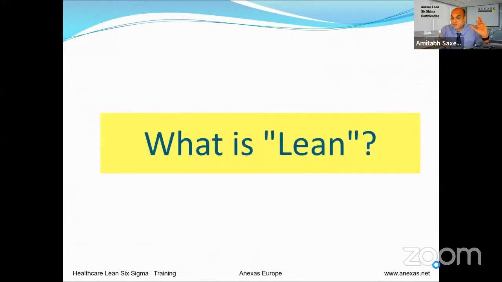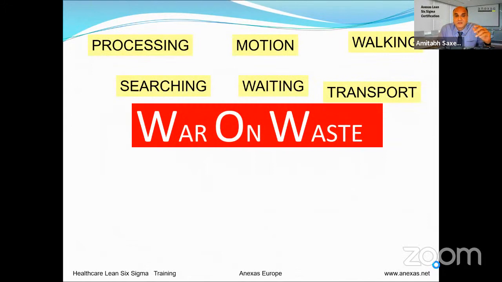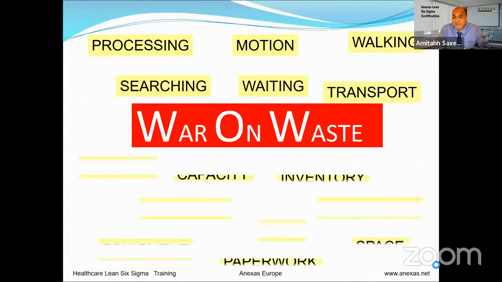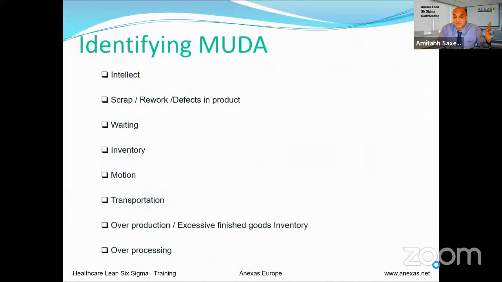So let me talk about wasteful processes, because I'm trying to introduce you to Lean. In Lean, it's a war on waste. Some of the wastes are obvious, like motion, walking, searching, waiting, transportation. They are all wasteful steps. Everyone knows. But there are lots of things like overcapacity, undercapacity, extra man hours, extra files, extra paperwork, inventory. They are all related to the 7 wastes.